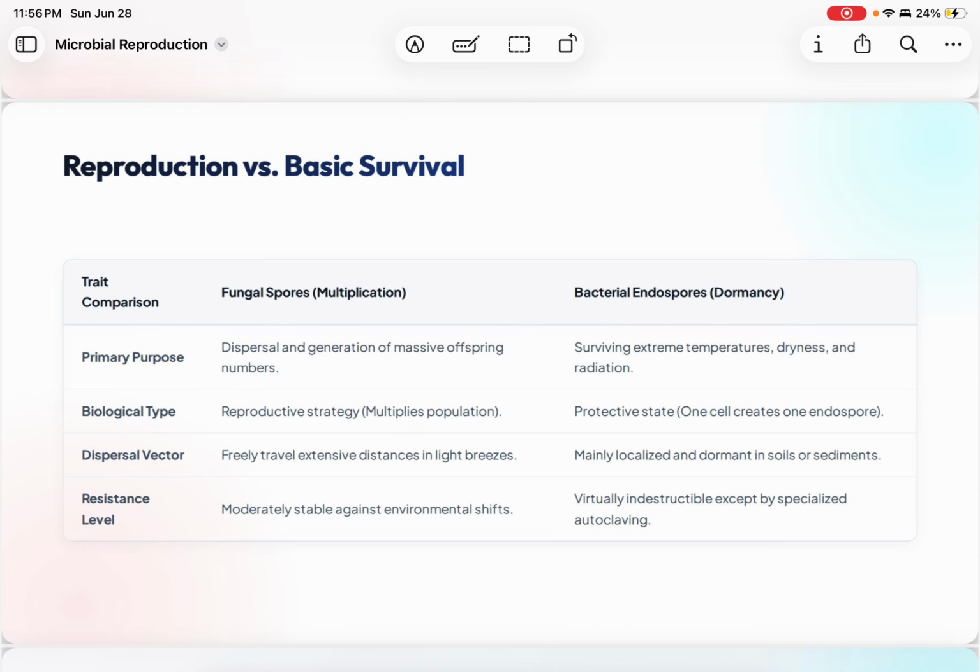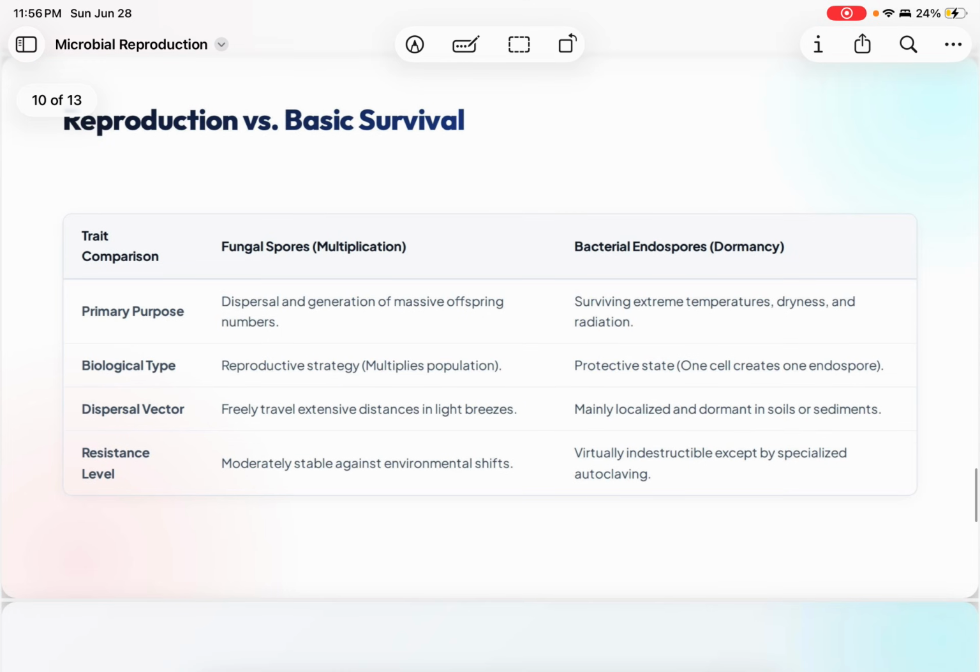And then we have reproduction versus basic survival. Trait comparison: primary purpose, biological type, dispersal. Fungal spores: multiplication, generation, and massive spore numbers. Reproductive strategy, multiple populations. Dispersal vector: freely travel extensive distances in air. Resistance level: moderately stable against environmental shifts.